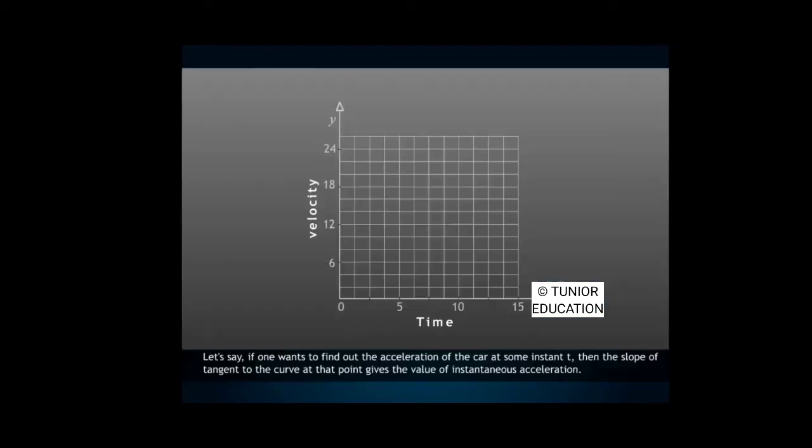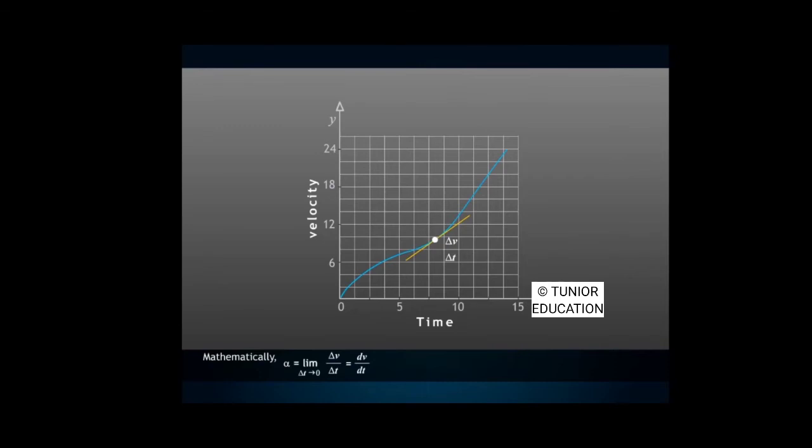Instantaneous acceleration. Let us say if one wants to find out the acceleration of the car at some instant t, then the slope of tangent to the curve at that point gives the value of instantaneous acceleration. Mathematically, alpha is equal to limit delta t tends to 0 delta v by delta t, which equals dv by dt. Let us see position time and velocity time graphs of a few objects.